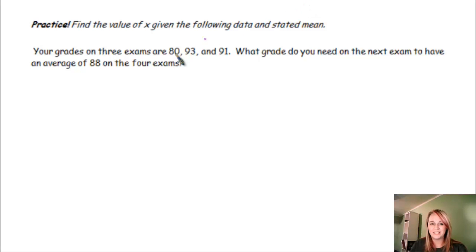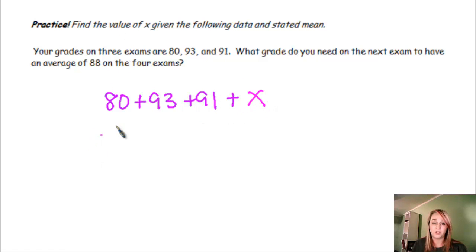All right, let's see how you did. So we got an 80, a 93, a 91 on the first 3 exams, and then we don't know what we got on the 4th exam. That's what we want to find, so we're going to call that x. We have to divide all those by 4, and we know that that has to equal 88.